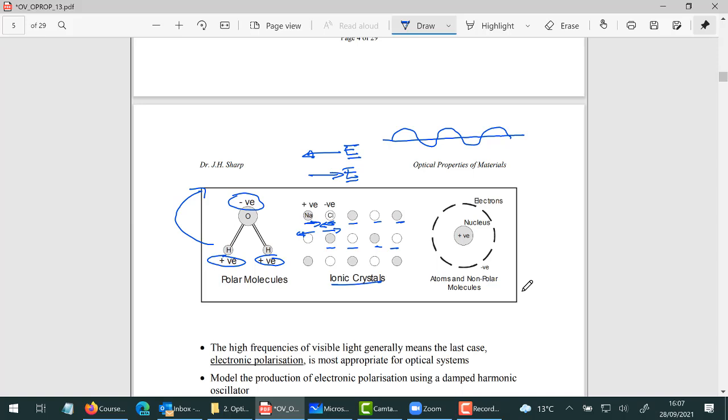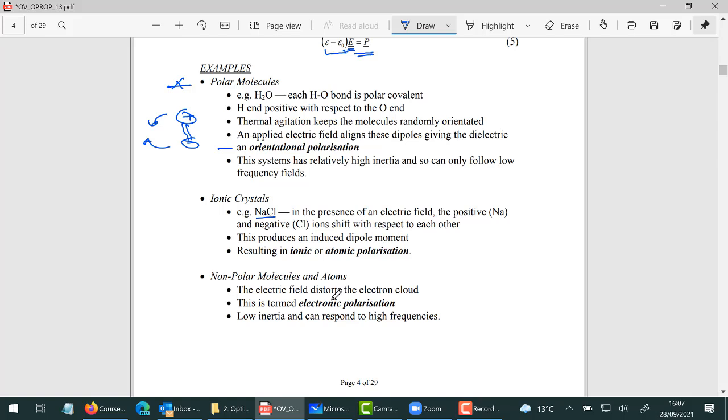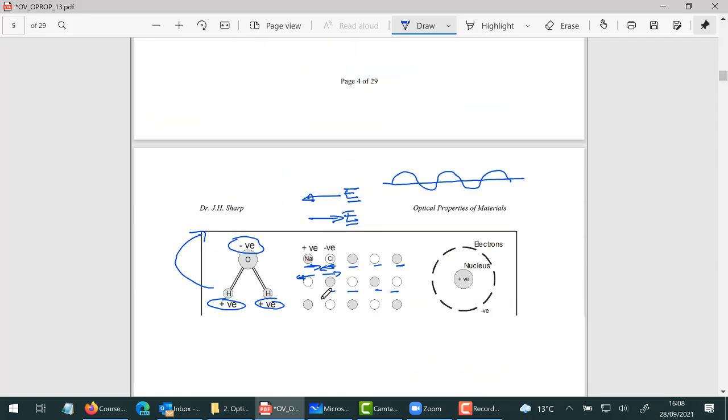So here we've got individual atoms, or ions, really, ionized atoms, which we're trying to get to move around. These are lighter than an entire molecule, and so these can respond to higher frequencies than the polar molecules. The final case is if we have just an atom on its own, or a group of atoms, obviously.